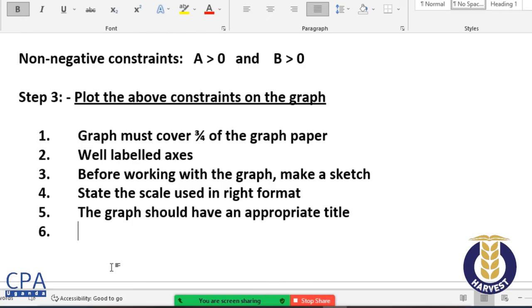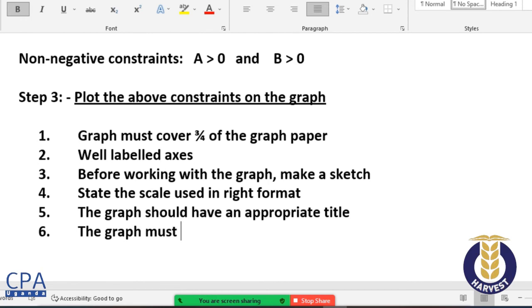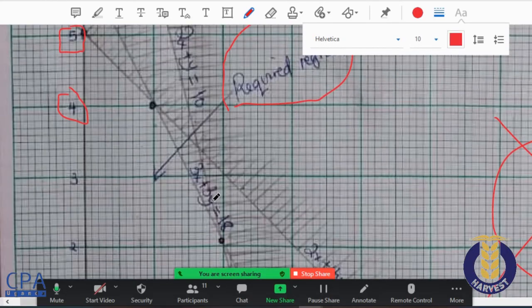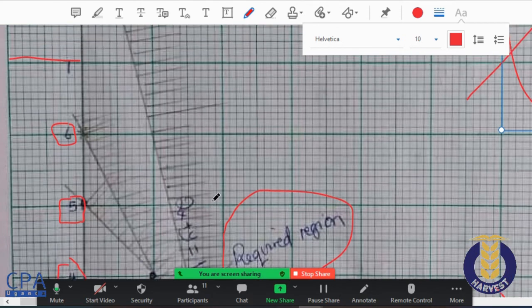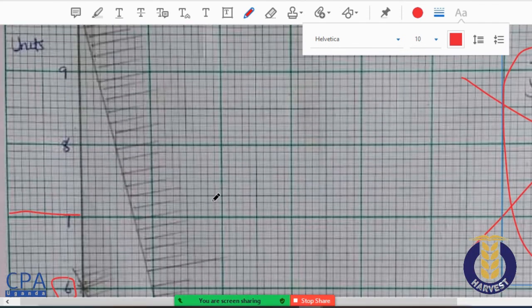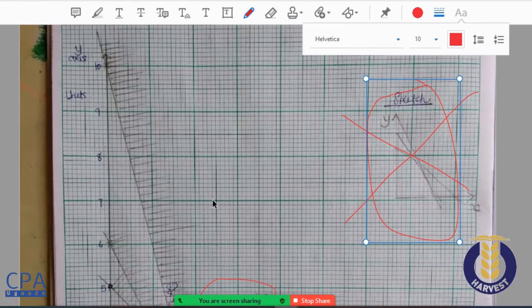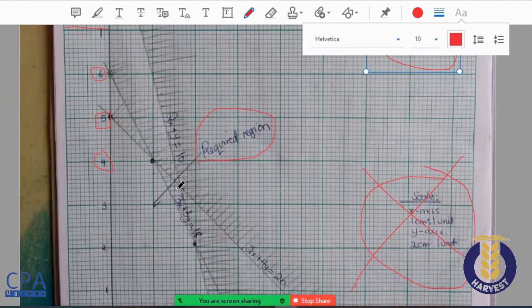Let me type that rule. The graph must start or begin from the origin. Origin is O, coordinate 0, 0. Now, because the graph begins from the origin, it means that all lines are going to cut the axis. This is what I'm saying. One of the coordinates is going to be a 0.